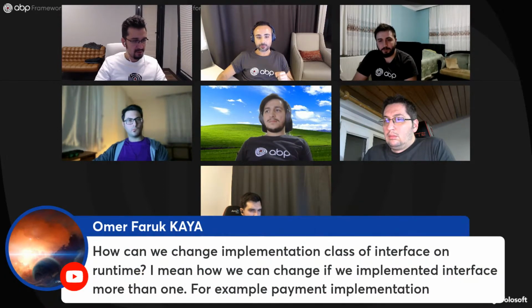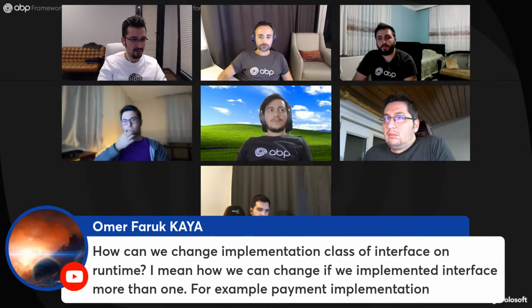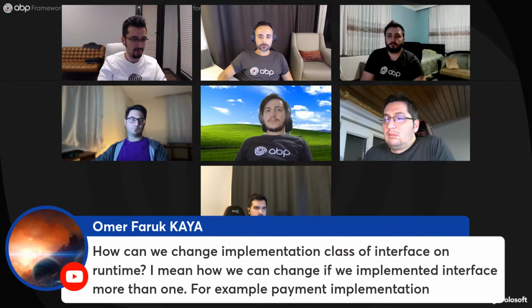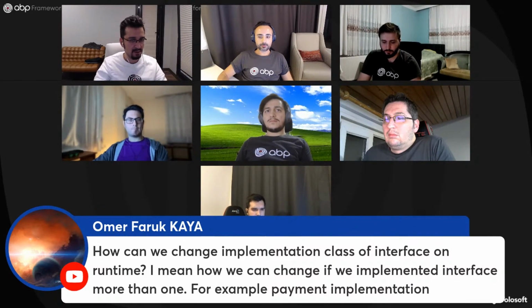Another question, can we change implementation of a class interface at runtime? Actually, that's not so related to ABP. If you have multiple implementations of the same interface, you can create a factory method registration, and you can conditionally return the implementation based on some configuration or runtime value. This is related to dependency injection of ASP.NET Core.